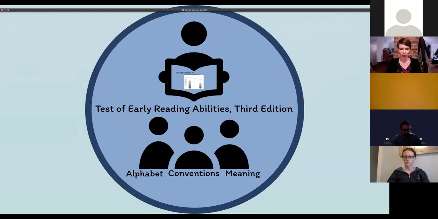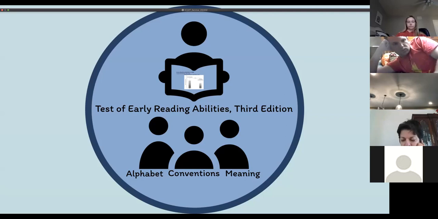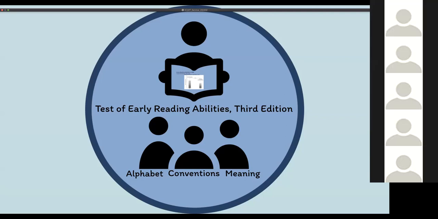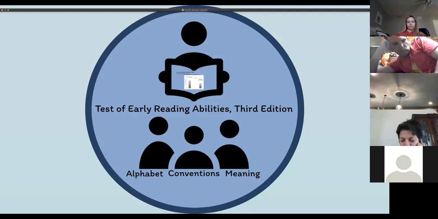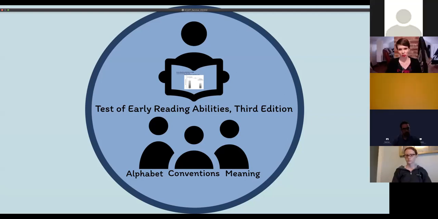Convention subtest looks at children's general familiarity with literate activities. So can they correctly turn a book the right way? Can they identify where a title and author are on a book cover? Can they identify the difference between a list versus a story? Just those sort of conventional aspects, which relates to their exposure to literate activities. And then the meaning subtest is basically looking at their language comprehension with written materials.